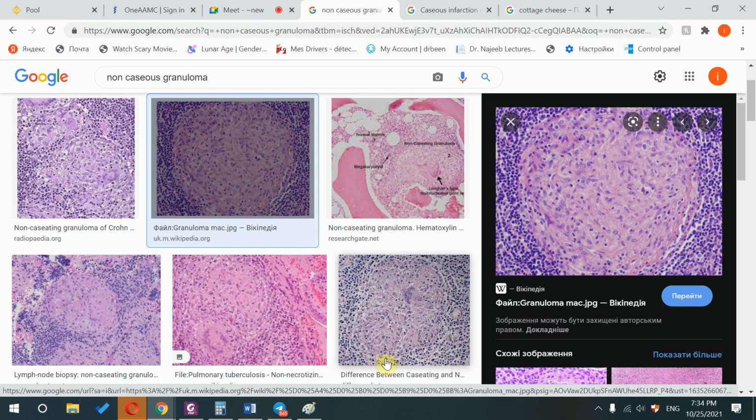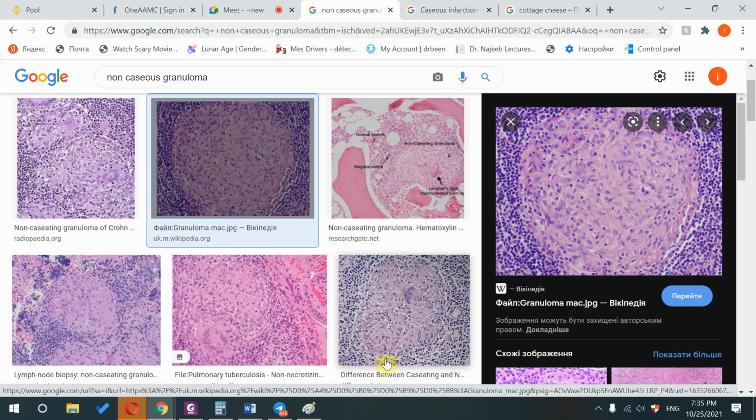Well, caseating granulomas are always caused by infectious disease. So we said mycology: histoplasmosis, blastomycosis, coccidioidomycosis, paracoccidioidomycosis, all of the mycology stuff. You will know it later. Also, Mycobacterium TB, tuberculosis, and Nocardia. All of these lead to caseating granuloma. What about the non-caseating granuloma? Anything that is not an infectious disease.